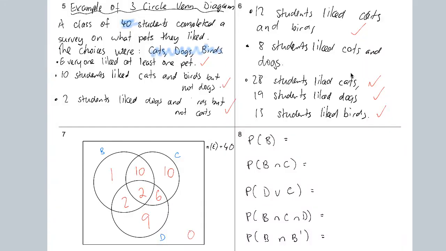The probability of B and B complement. The complementary of B, which is D and C. Is it? Which would be everything except for B. Oh, so that's just everything.